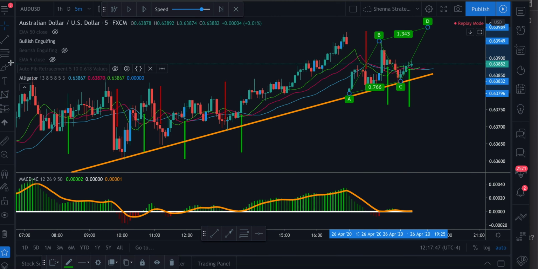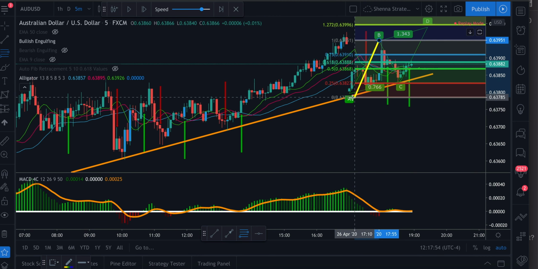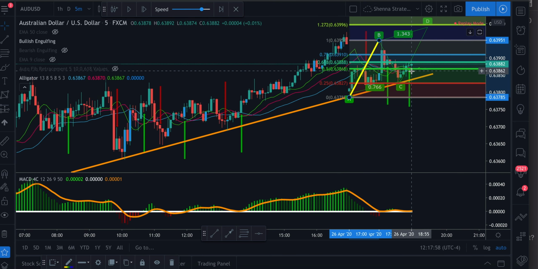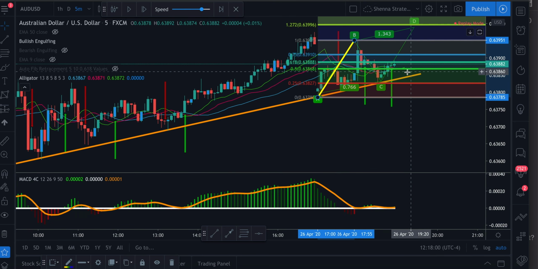And then what I do is I just draw a fib from B to A, and yes, it came down to, as you can see, on the C, it came down to the 25.